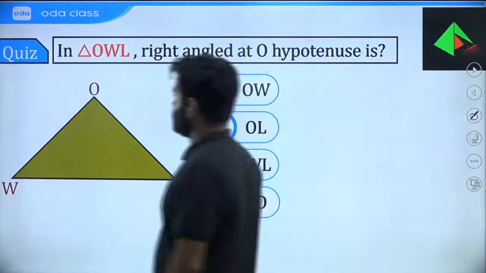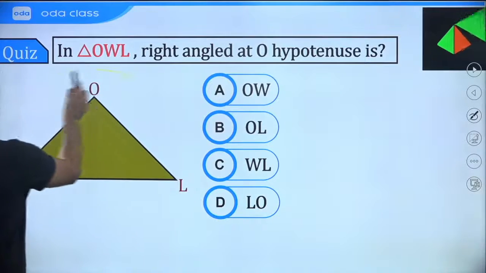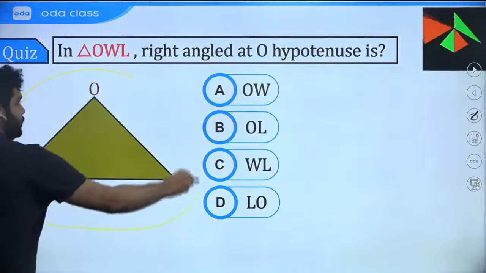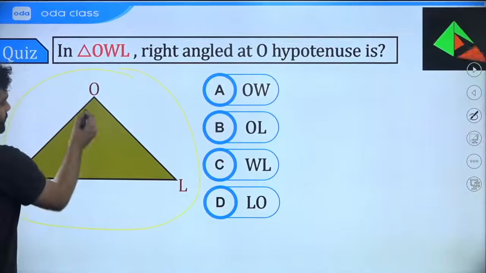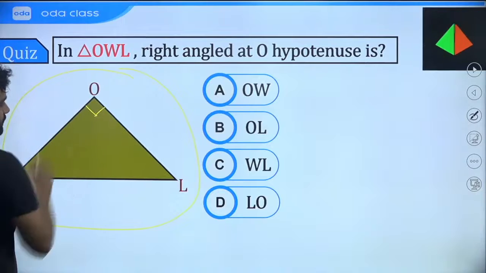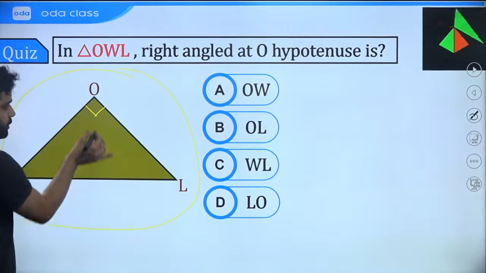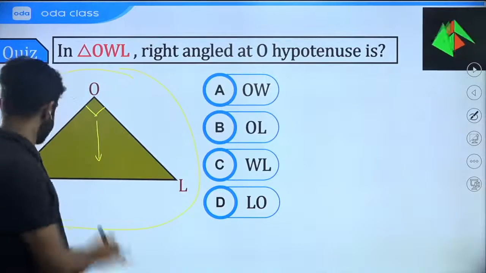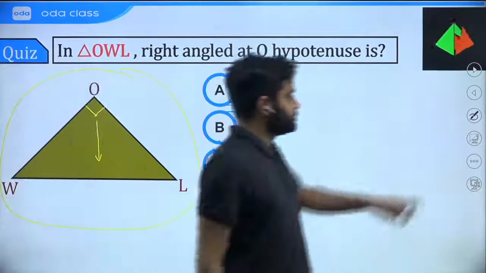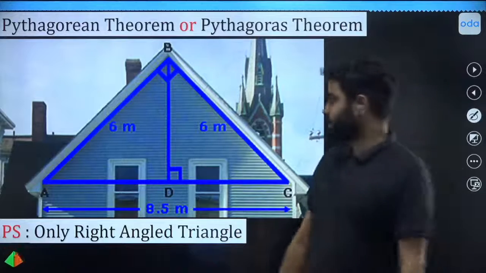Let's try one problem based on hypotenuse. In triangle OWL, this triangle which is on your screen, you need to tell me that if angle O is 90 degrees, what will be the hypotenuse? The hypotenuse will be the side in front of 90 degrees. So what is the side in front of 90 degrees? That is WL. So WL will be the hypotenuse for the given triangle.